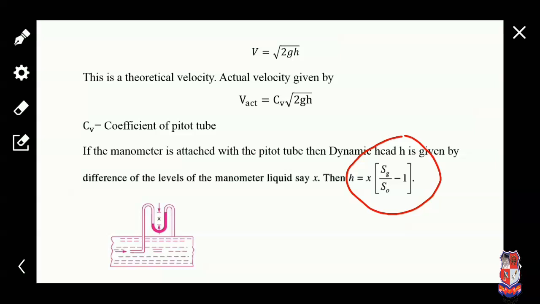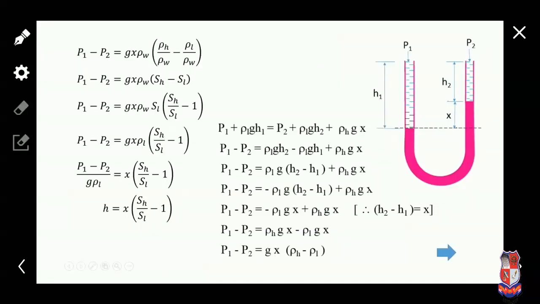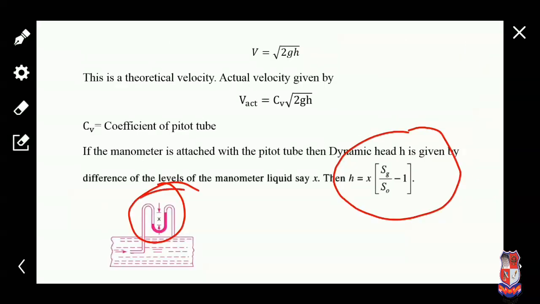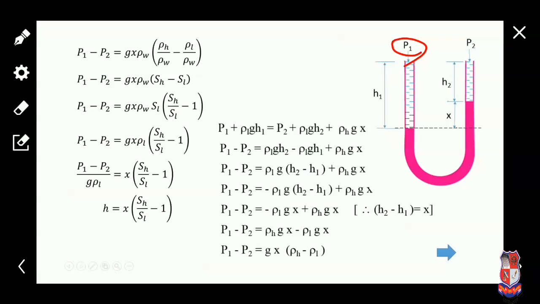Okay, now we discuss how this equation is derived from the manometer column. The U-tube manometer is connected in this way, as shown in the figure. The left limb of the manometer senses the stagnation pressure, and the right limb senses the pitot point pressure. P1 is the stagnation pressure and P2 is the pitot point pressure.